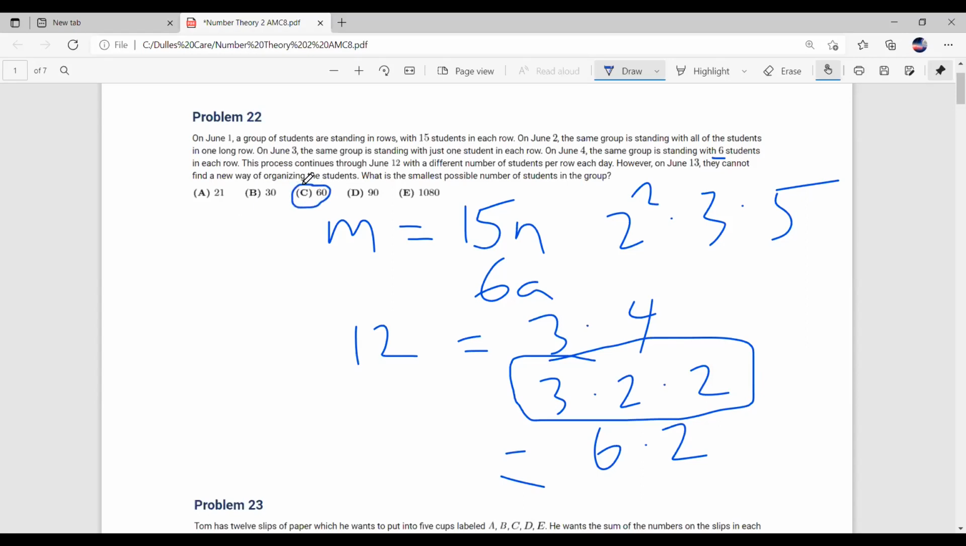Now, we just have to perform one last check. Is 60 indeed divisible by 15? Yes, it is. 60 is equal to 4 times 15. 60 is also equal to 6 times 10. So then, the smallest possible value for m is indeed equal to 60. Does that make sense?